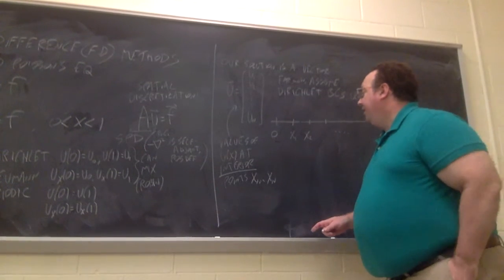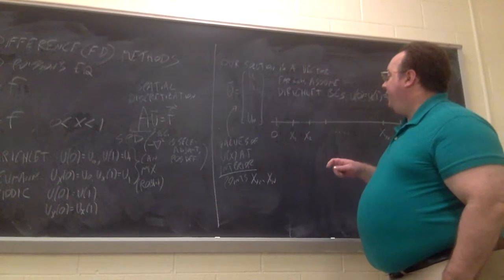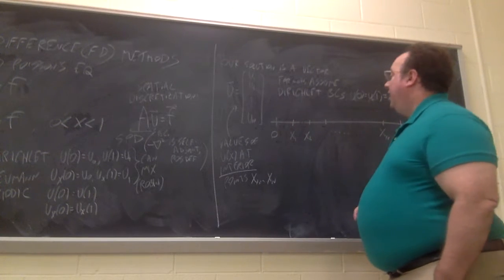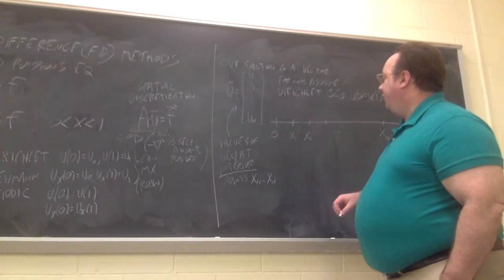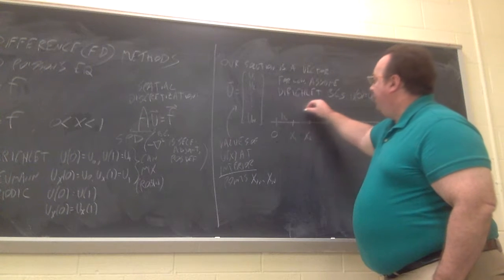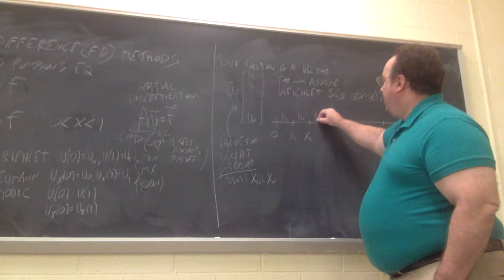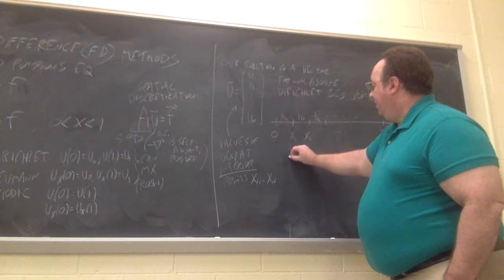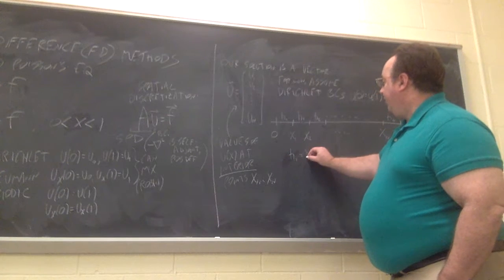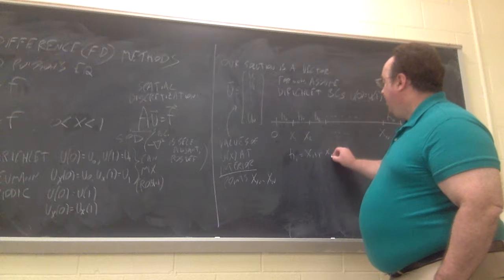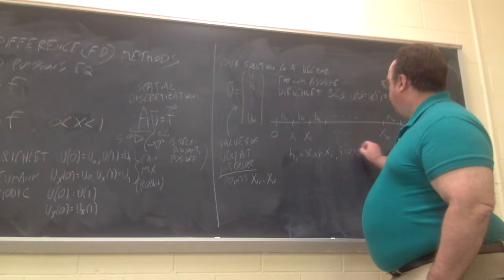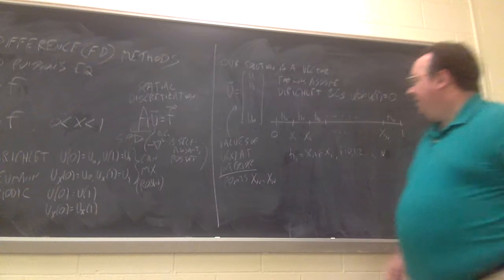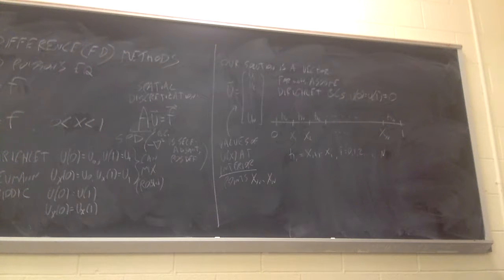Then we have some spacing in between. So I'm going to label the spacing. Let's call this h0, h1, h2, up to hn. So hi is equal to x(i+1) minus xi. Most of the time, we will assume uniform spacing, but I don't want to rope myself into that just yet.